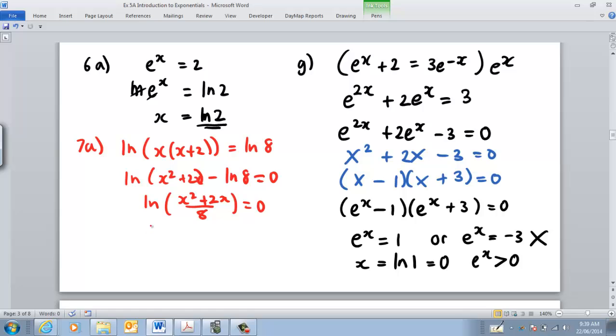Alright, so if I put these both to the power of e, anything to the power of 0 is going to be 1. So what we've got here is e to the power of ln of (x squared plus 2x) all over 8, and that's equal to 1. Therefore x squared plus 2x equals, times the 8 up, 8, and now you've pretty well got a quadratic we can actually solve.